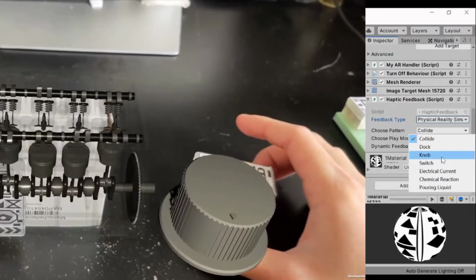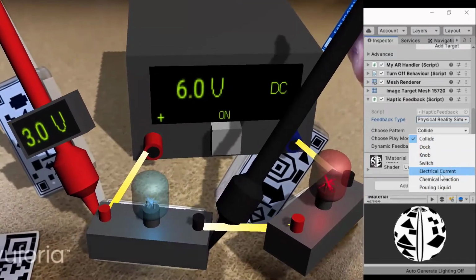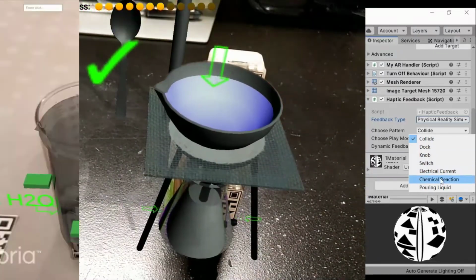knob, electric current, chemical reaction, and liquid flow.